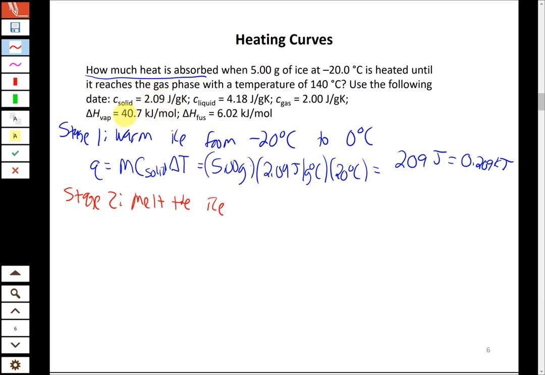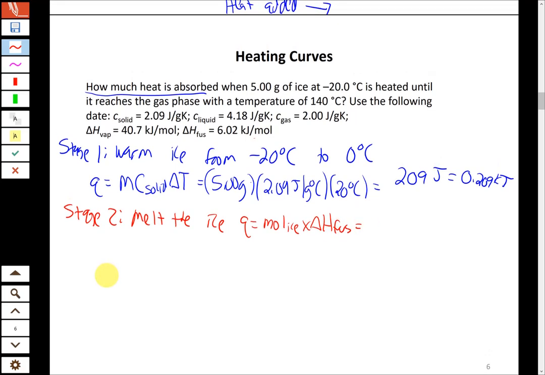Now these phase change enthalpies, fusion and vaporization, are going to be per mole of substance. So for this step, we need to calculate the moles of water and then multiply it by the enthalpy of fusion to figure out how much heat is required to melt that much water. All right, so for these processes, there's no temperature term, it's a constant temperature process, but we're going to take the moles of the water, or the ice in this case, and multiply it by the appropriate phase change enthalpy, which for melting is going to be the fusion enthalpy.